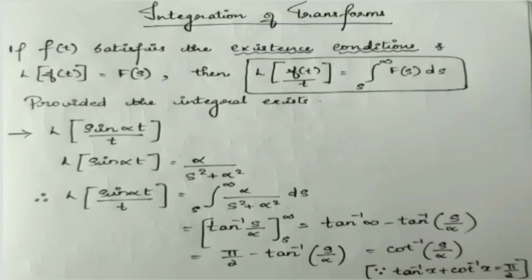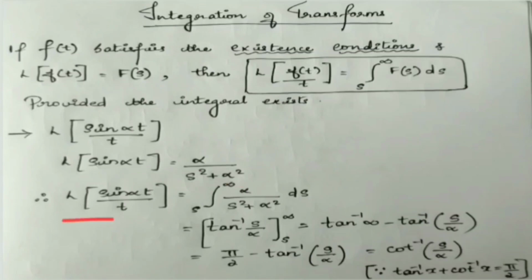Now let's solve a problem. We have to find out the Laplace transform of sin alpha t by t. This is of the form Laplace of f of t by t, right? So first let's find out the Laplace transform of sin alpha t. We know that Laplace of sin at is given by a by s square plus a square. So Laplace of sin alpha t will be given by alpha by s square plus alpha square.